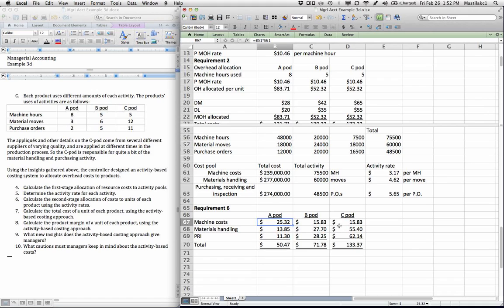But it also allows for the materials handling cost to be allocated much more heavily toward the C pod, and for the purchase, receiving, inspection cost also to be allocated much more heavily to the C pod. So now we've got overhead costs that much more closely align to the use of overhead resources that the products consume. And this probably gives us a better and more helpful understanding of overhead costs. So we'll stop there, and in the next video we'll pick up with requirement 7.